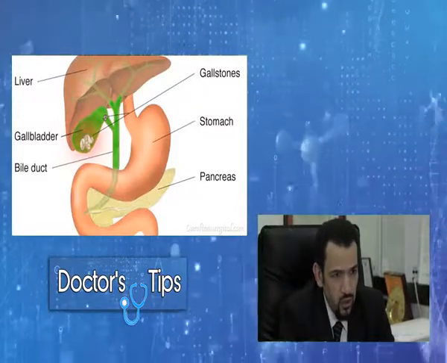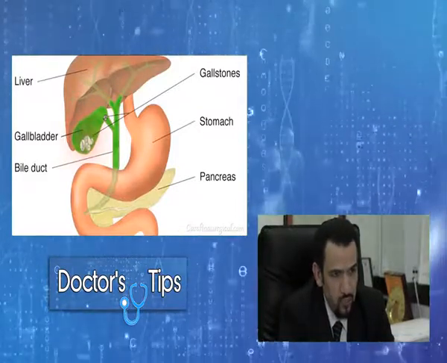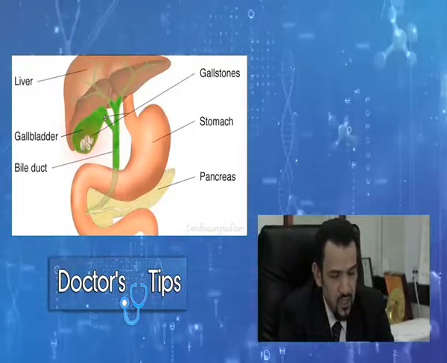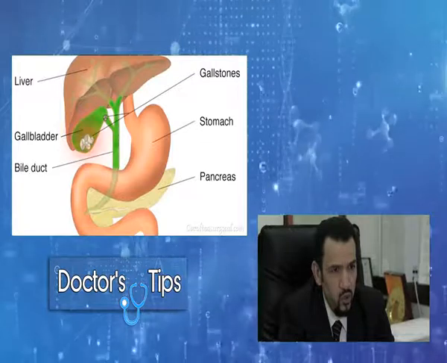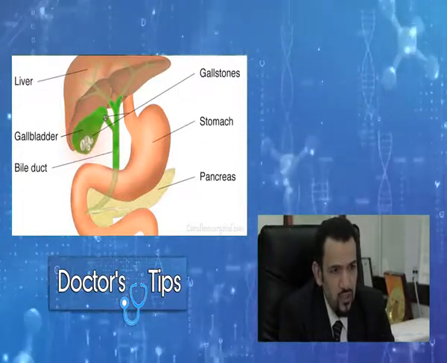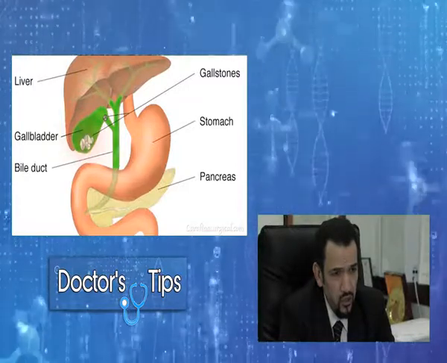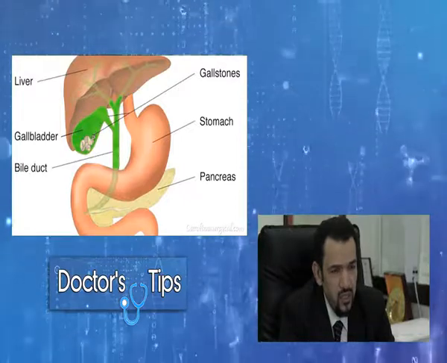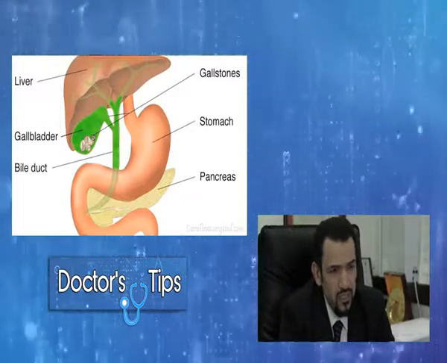So what are the symptoms of gallstones? The symptoms are abdominal pain, especially after eating. The pain is located on the right side and usually goes to the back or to the shoulder. So these are the main symptoms of gallstones. Sometimes it's also associated with nausea or vomiting, and the pain especially comes if he eats late or has a heavy meal.